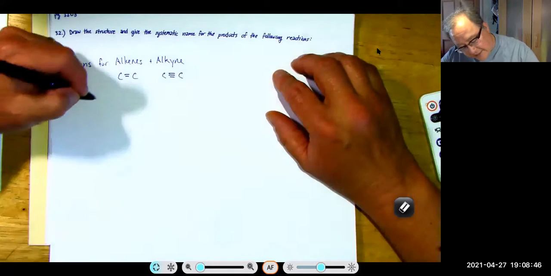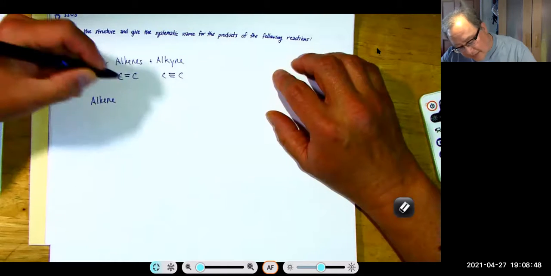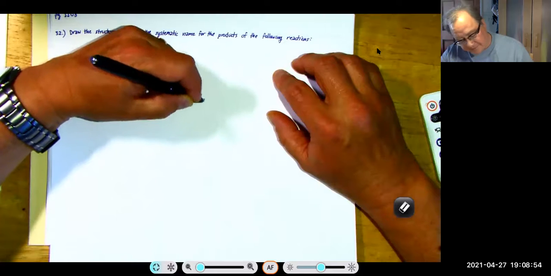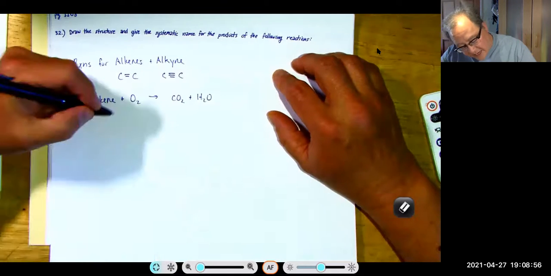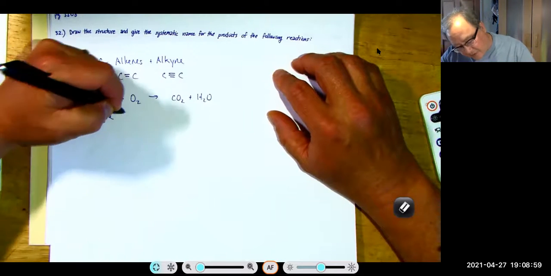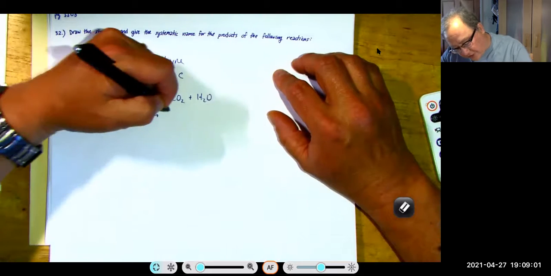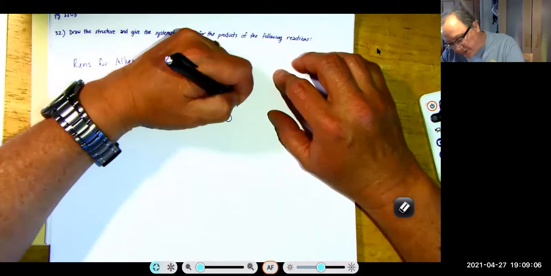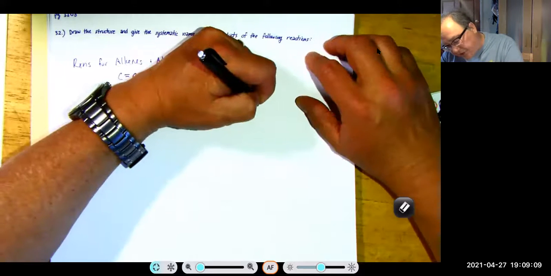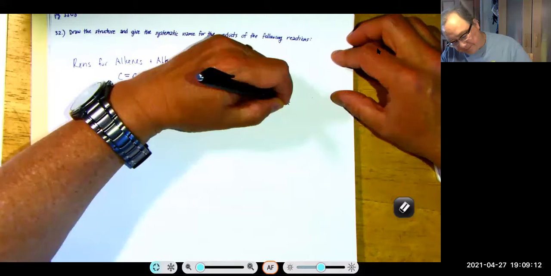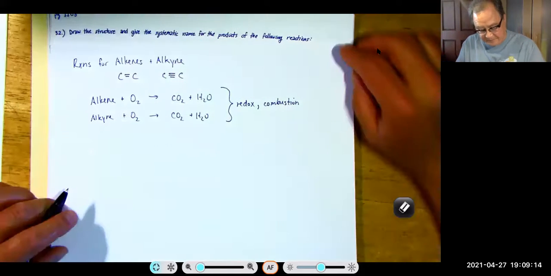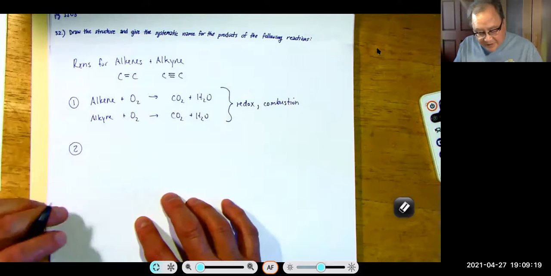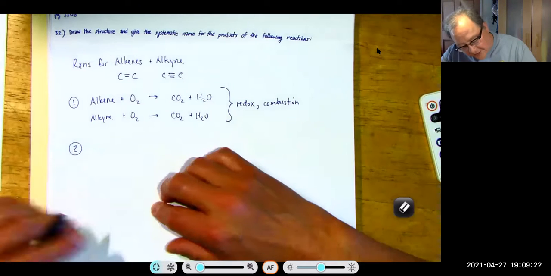So if you take an alkene and you react it with oxygen, you're going to get CO2 and H2O. If you take an alkyne and react it with oxygen, you're going to get CO2 and H2O. These are redox reactions, and more specifically, we call them combustion reactions. Now, the next one I'm just going to call an addition reaction.